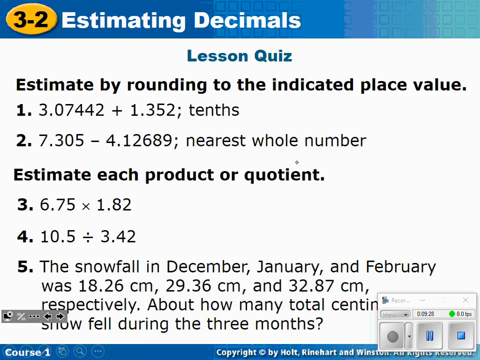I'm looking at this one. 10.5 divided by 3.2. What do you want to do? 9 and 3 would work. How about you go 12 and 3? 10 and 2 is a little far away.